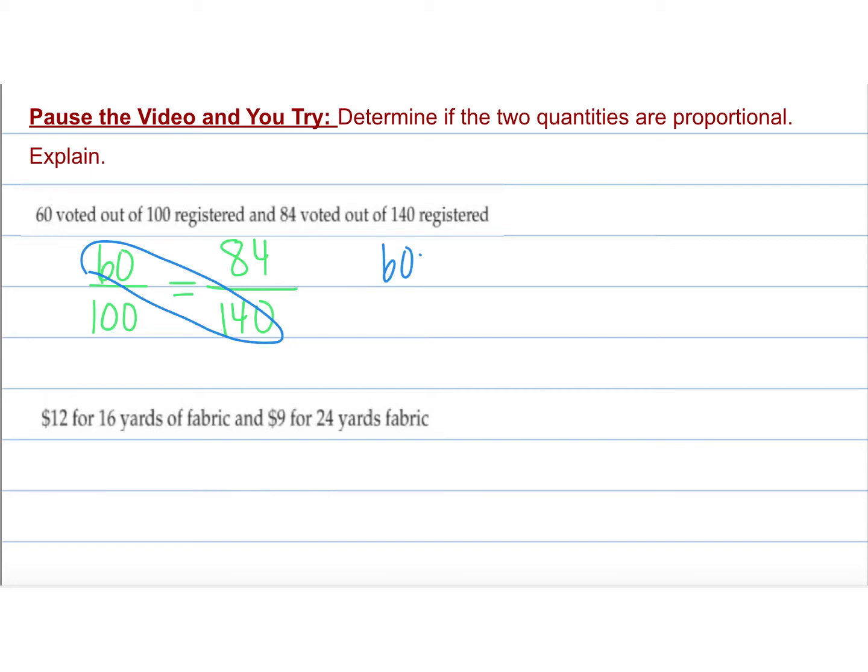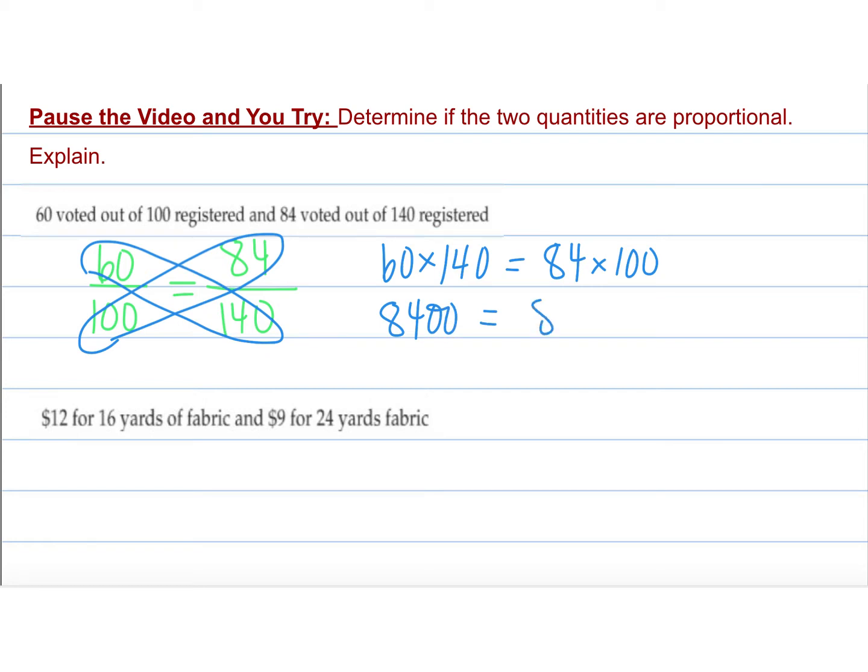So 60 times 140, and I'm showing all my work just in case I make a mistake, we can find it. 84 times 100. Instead of saying, oh, I did it on my calculator, I want to see what you're doing on your calculator. So 60 times 140, which is 8,400. And then 84 times 100 is also 8,400, sorry. So are they proportional? Yes, they are.